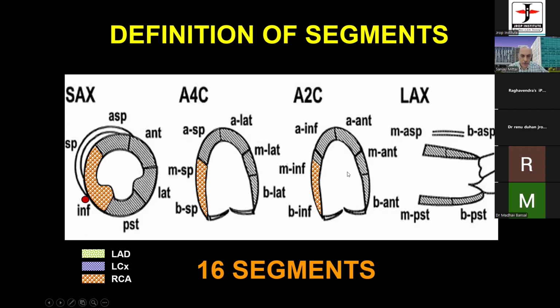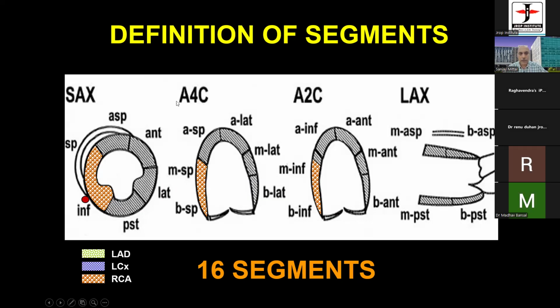So if I put all three arteries in perspective, then the four-chamber view would have representation of all three arteries. The apical segments, apical septum and lateral, are supplied by the LAD. Mid and basal inferior septum is supplied by the RCA or PDA, and the mid and basal lateral is supplied by the circumflex. So usually the four-chamber view is a representation of all three coronary arteries.